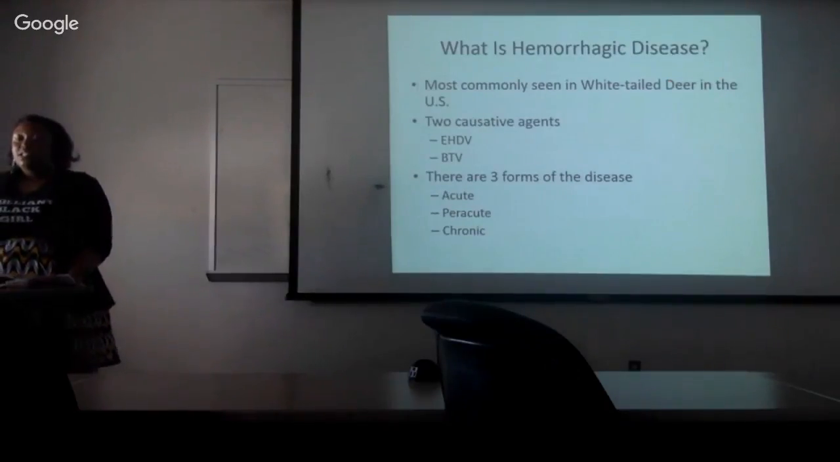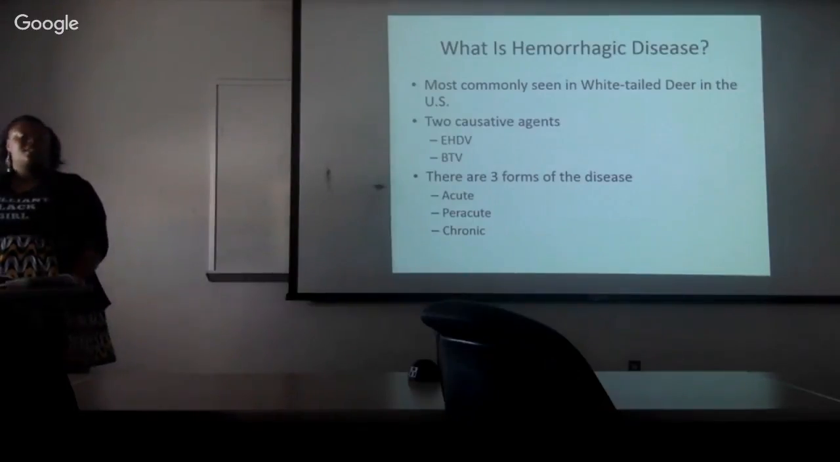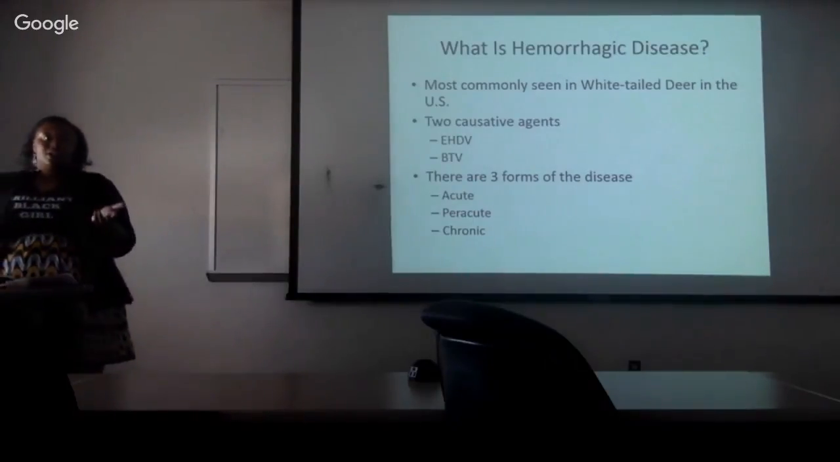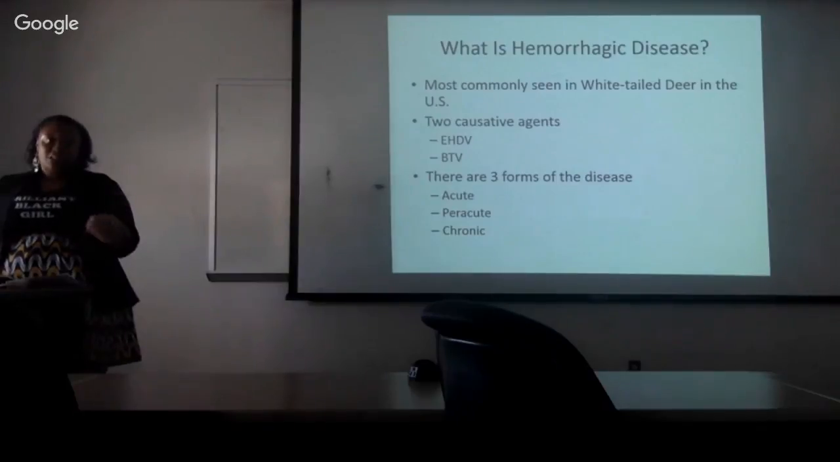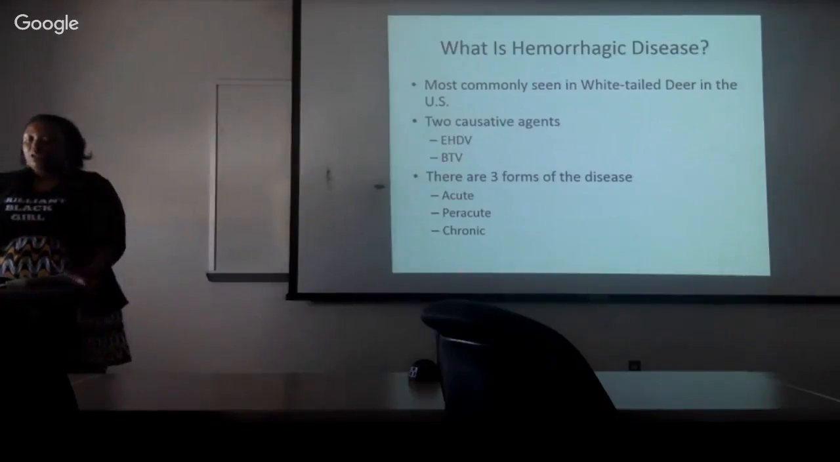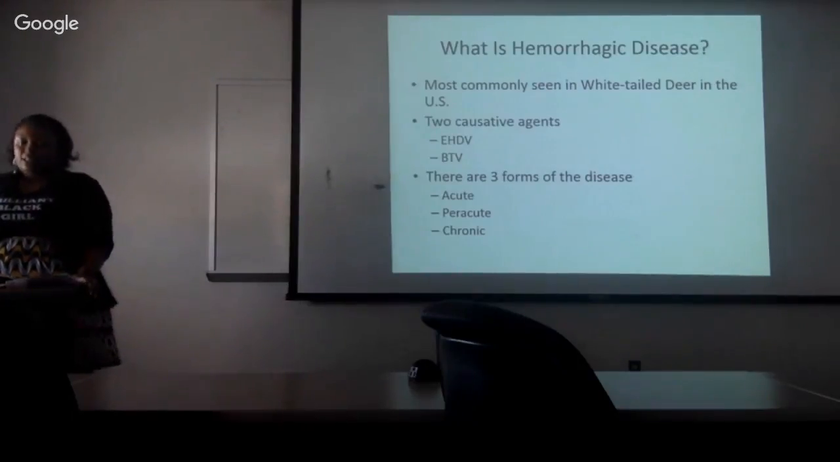So hemorrhagic disease is most commonly seen in white-tailed deer in the U.S. There are two causative agents, epizootic hemorrhagic disease virus, which is what I'm focusing on for this presentation, and then also bluetongue virus, which is shortened to BTV. And so there are three forms of the disease: acute, peracute, and chronic.